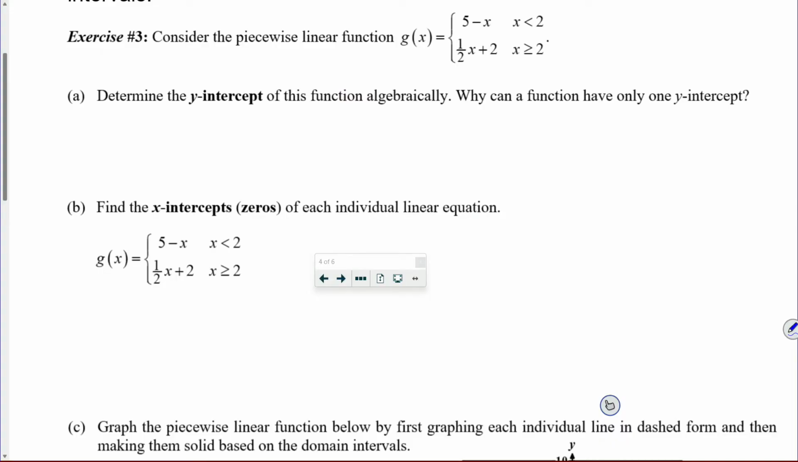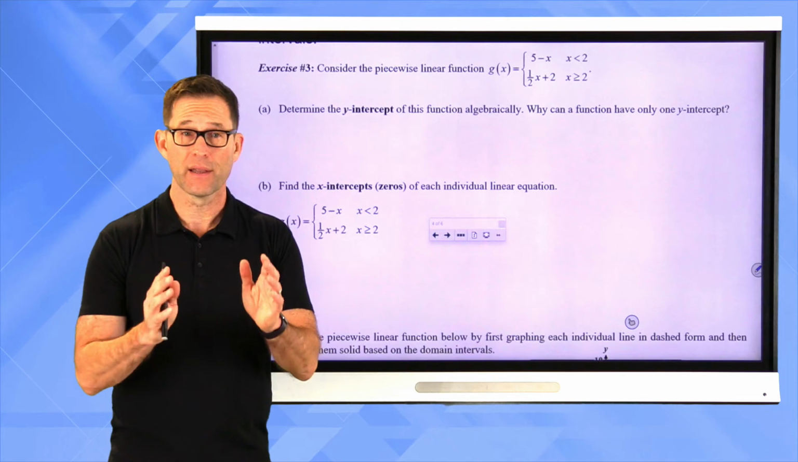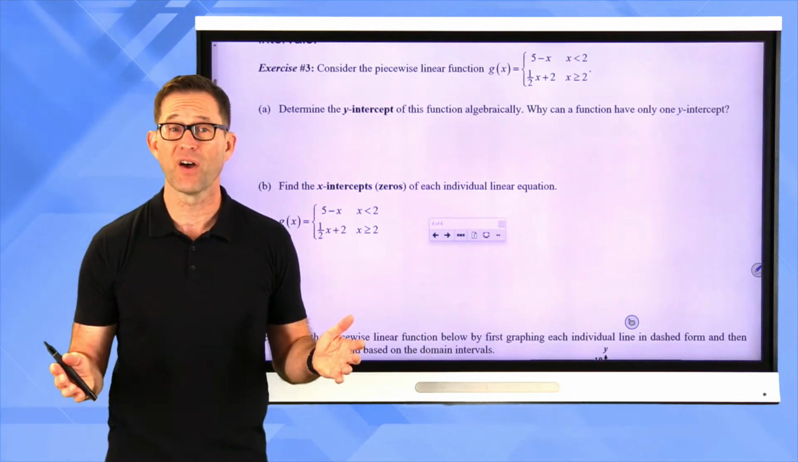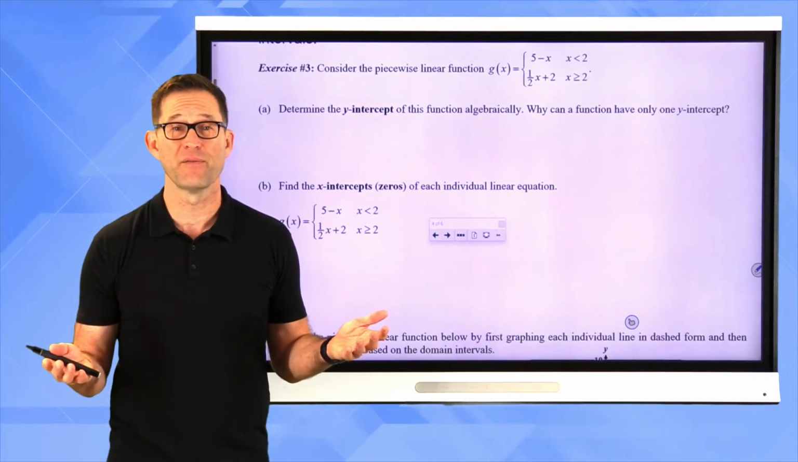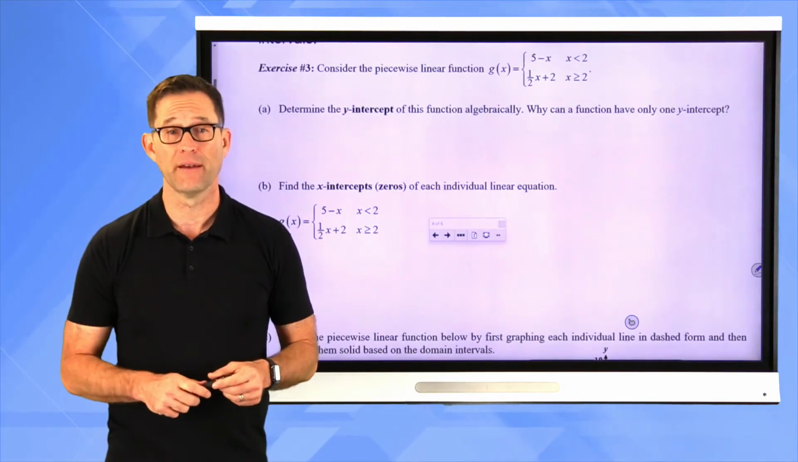Consider the piecewise function g of x equals 5 minus x for x less than 2, and 1/2 times x plus 2 for x greater than or equal to 2. Letter A, determine the y-intercept of this function algebraically. Why can a function have only one y-intercept? All right, so to begin, I'd like you to pause the video. We've talked plenty of times about how you find the y-intercept of a function. Go ahead and do that.